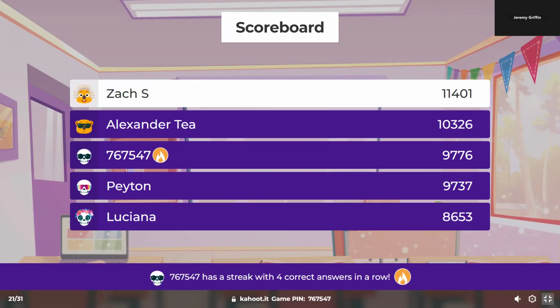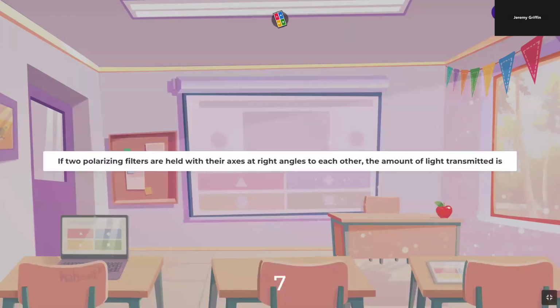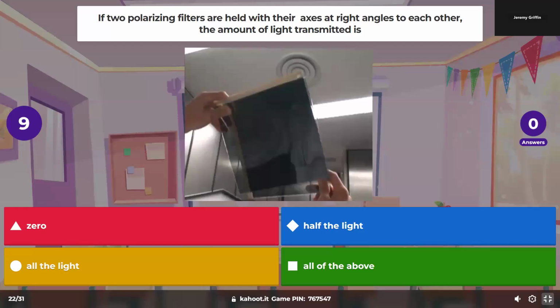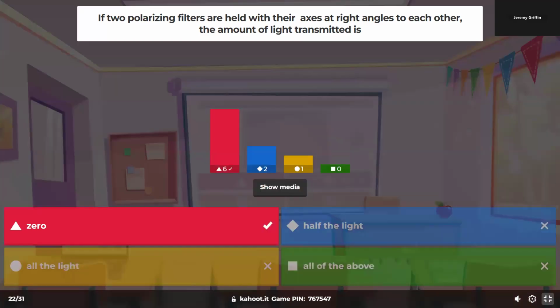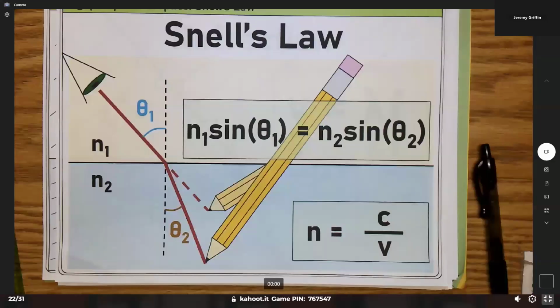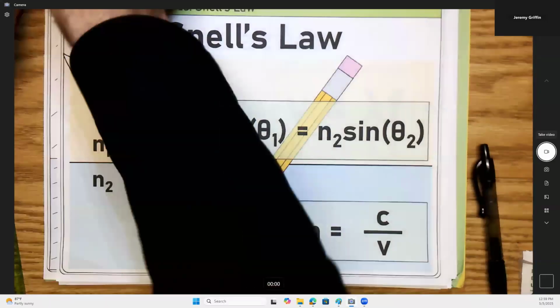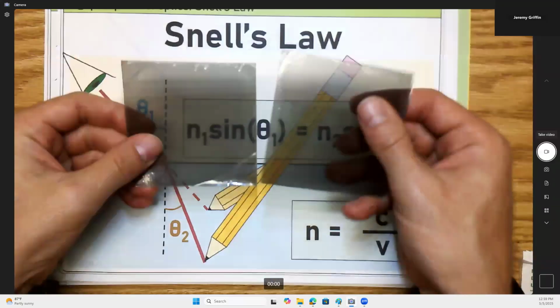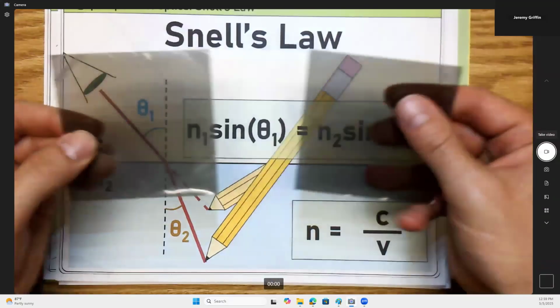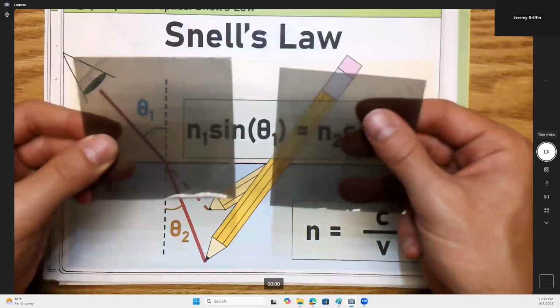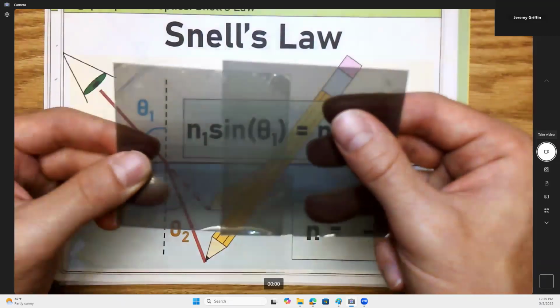All right, my winners here. Two polarizing filters held with their axes at right angles. How much light gets through? Zero. I'll show you guys that right here. Got some polarizing filters. Guys, suppose this was polarizing vertical and vertical. If I cross over vertical and vertical, does some light get through? Yeah, look at that. Plenty of light gets through.